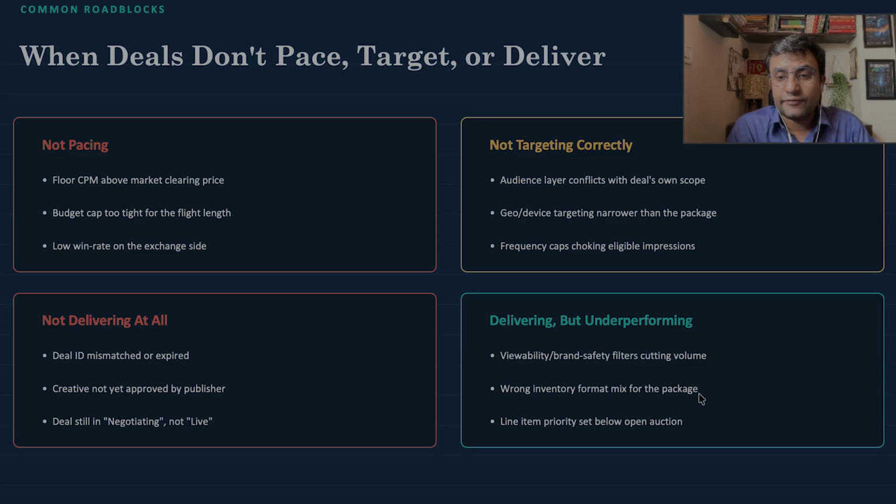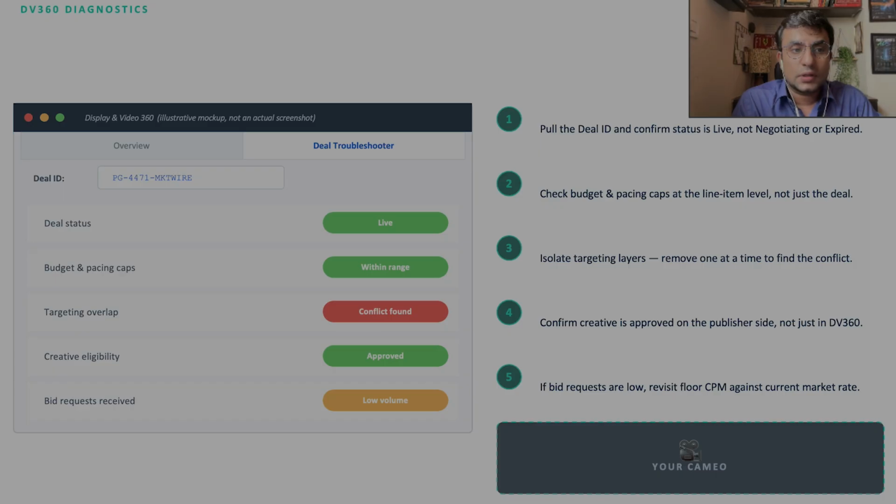Wrong inventory format mix for the package. Then line item priority set below auction. So these are all the pointers you need to ensure when deals don't pace or deliver. So this is DV360 Diagnostics, another mock-up page created. This is the deal ID, deal status is live, budget and caps, targeting overlap, creative eligibility, bid request received. So you pull the deal ID and confirm status is live, not negotiating or expired. It should be live.